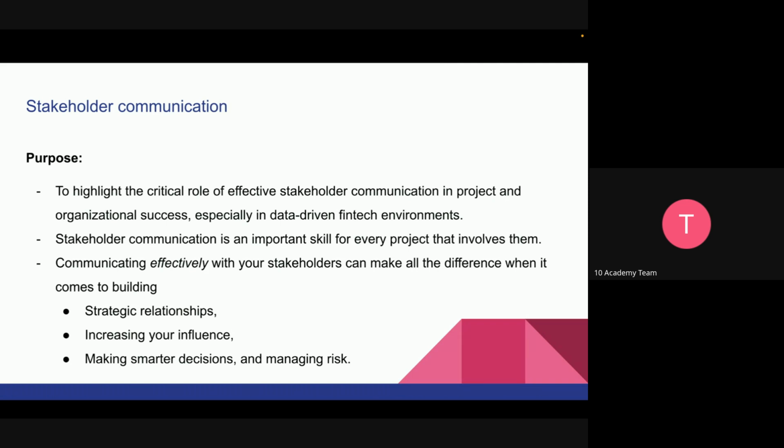Stakeholder communication is really important for every project that involves them. It really makes a difference how you do this communication and how you create this relationship with them. It really affects your career, either in a good or a bad way. Doing it right will create strategic relationships and increase your influence within that community. It helps to make smarter decisions and manage risk on both sides. So it's really an important soft skill you need to have.